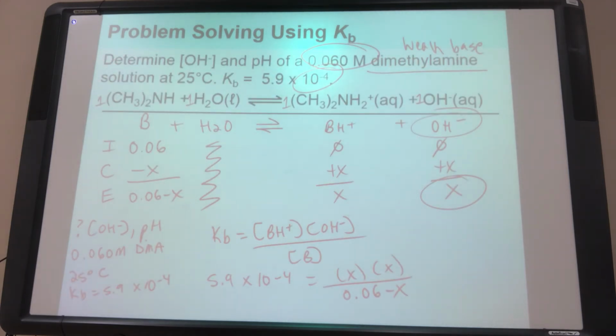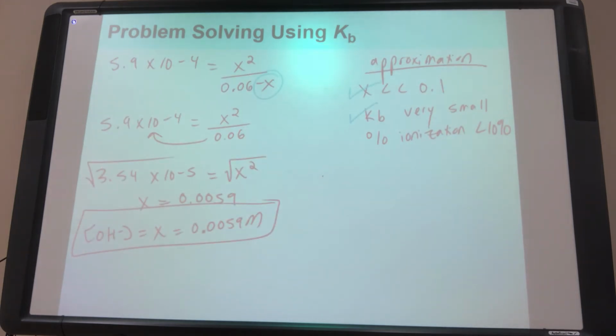So it says pH, not pOH. So I need pH. Well, we know pH is negative log of the hydronium ion. So there's two ways you could do this. You could use your Kw, OH minus times H3O plus, plug in the 1 times 10 to the negative 14 and the OH minus here, and then solve for H3O plus. You could do it that way.